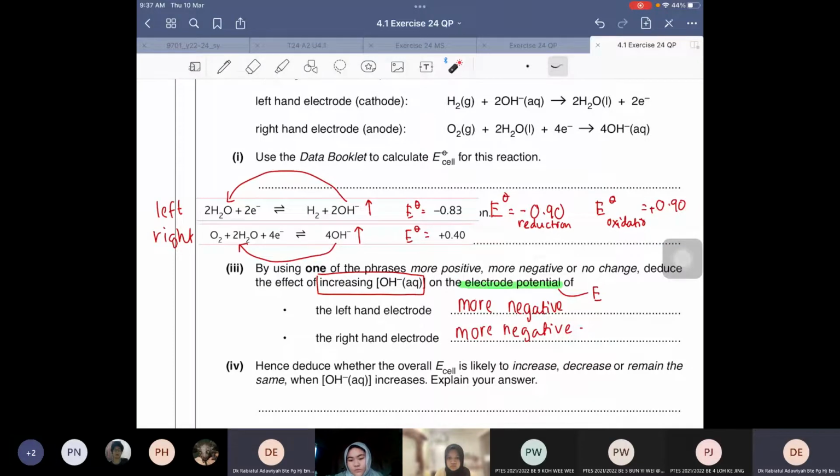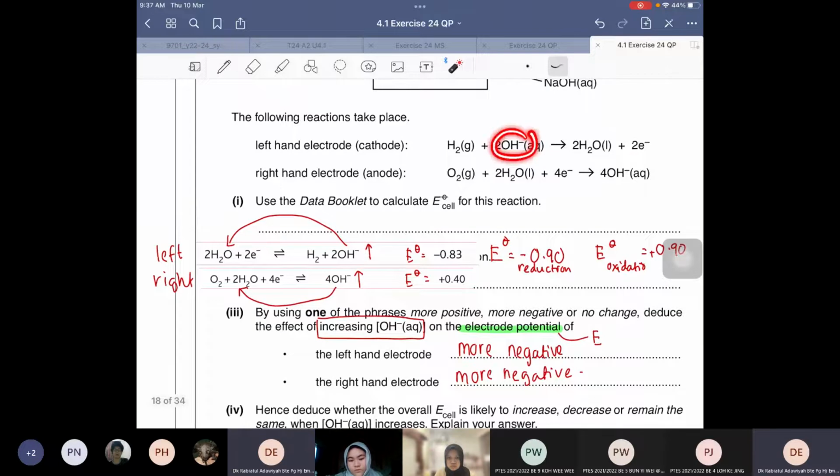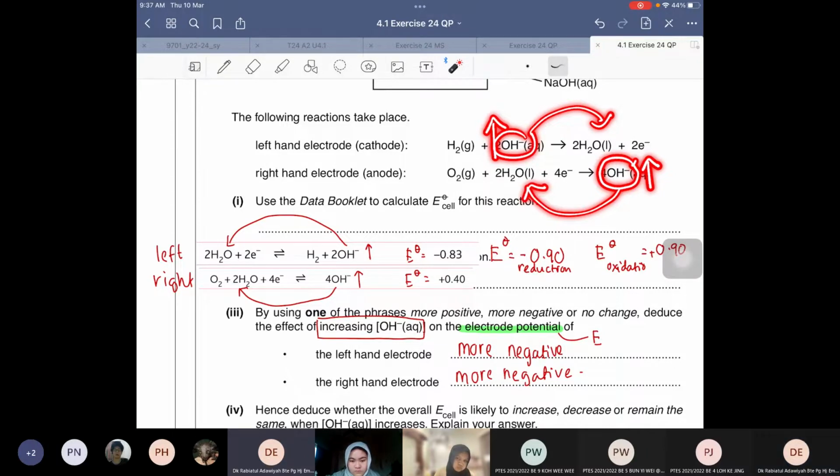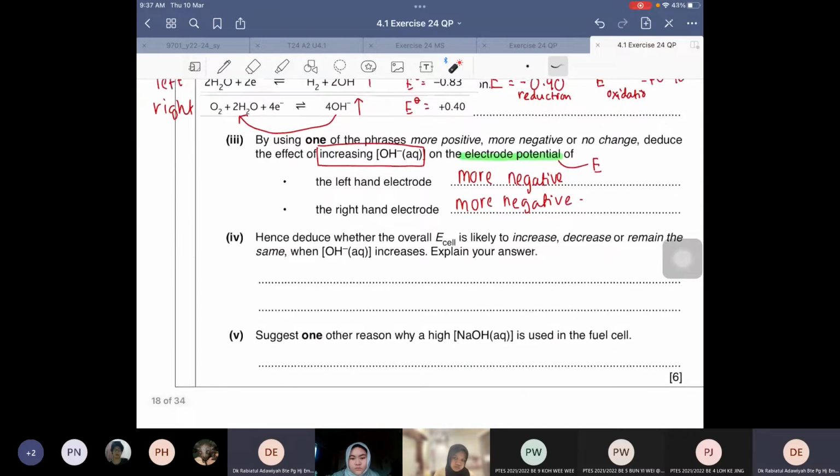Okay, another way of seeing this is look at your hydroxide ions. They appear in both sides of the equation. So if you increase both, concentration of OH minus favors forward, favors backwards, then the effect cancel out. Okay. Deduce whether the overall E cell. Okay, so E cell will be no change to E cell.